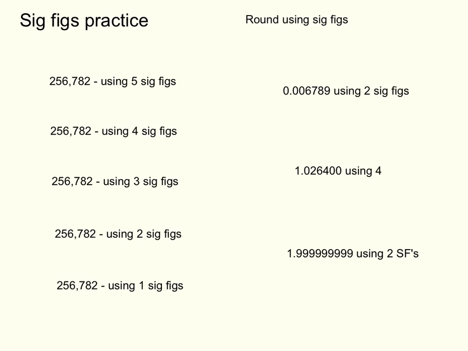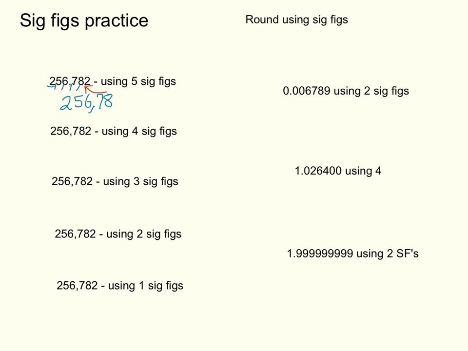So the first one is rounding using 5 sig figs. In my number there are 6 sig figs. So I'm going to count over 1, 2, 3, 4, and 5. And those are the 5 sig figs that I want in my final answer. So I'm going to use the next number in line, which is this 2, to round so that I can get my sig figs. So my new number is 256,700. Now, I'm going to use the 2 and it rounds down, so nothing changes. I'm going to have the 8 in there.